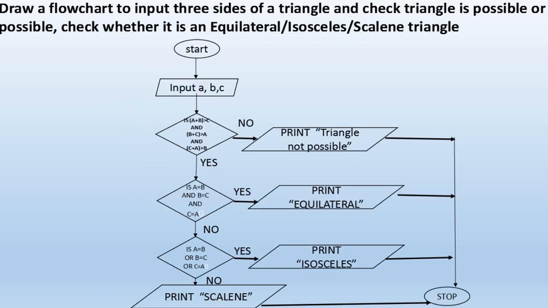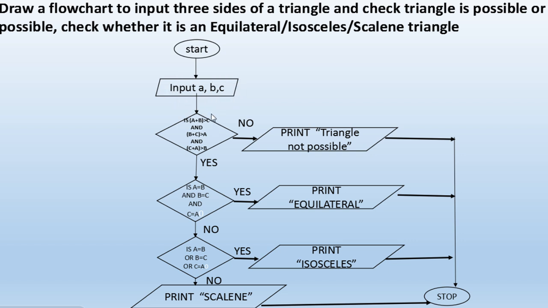So this is again a flowchart to input three sides of a triangle and check whether the triangle is possible or not. If possible, then check whether it is an equilateral, isosceles or scalene triangle. This time you are not entering angles but sides. So the three sides I have entered, input A, B, C.